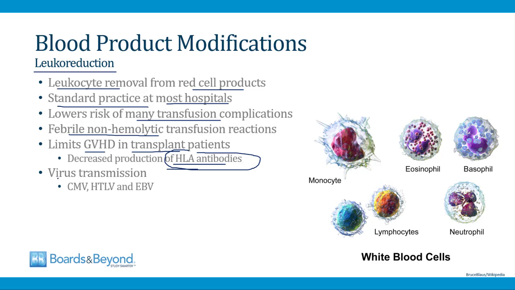By removing the white blood cells, you also decrease the risk of transmitting a virus when you transfuse red cells. There's less transmission of cytomegalovirus, HTLV, and also Epstein-Barr when blood products like red cells have gone through leukoreduction.